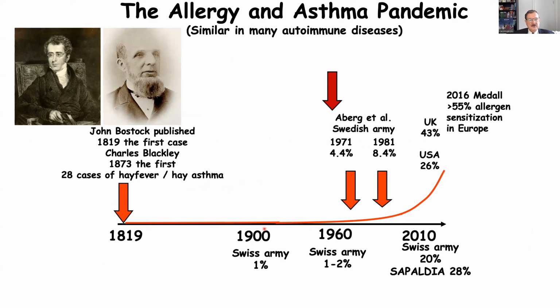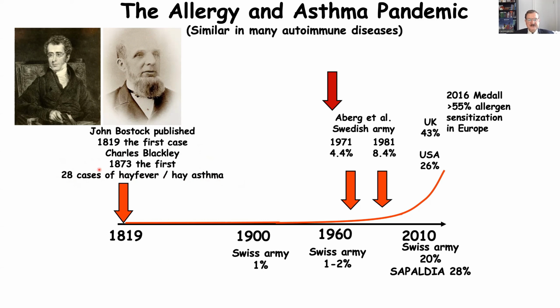Now we also bring this together with the epidemics and the pandemics and the epidemiology of allergic diseases graph. We see here John Bostock in 1819, who described the first case of hay fever. And here we see Charles Blackley, who described the first 28 cases of hay fever. He also called it hay asthma in his paper. And Charles Blackley had 6 years to collect these 28 cases.